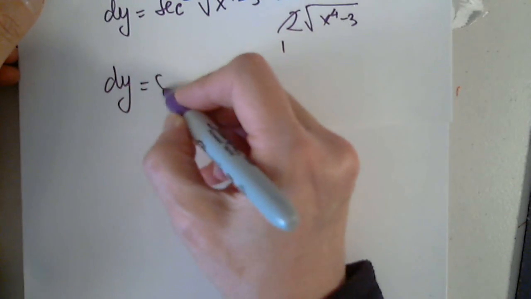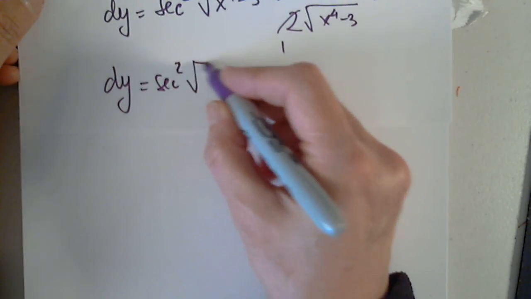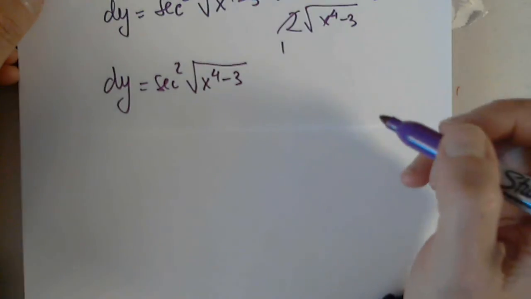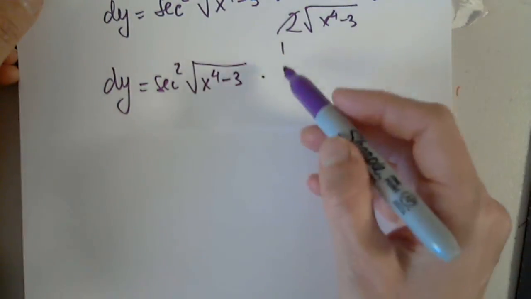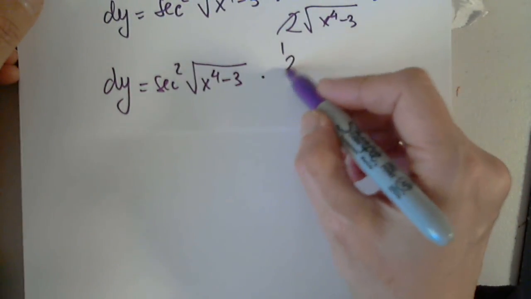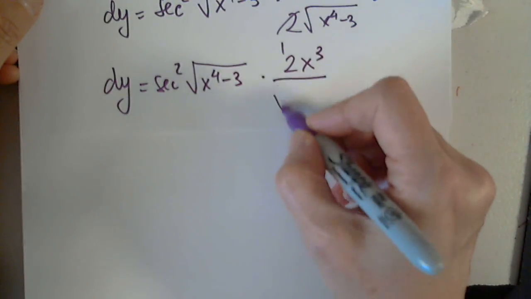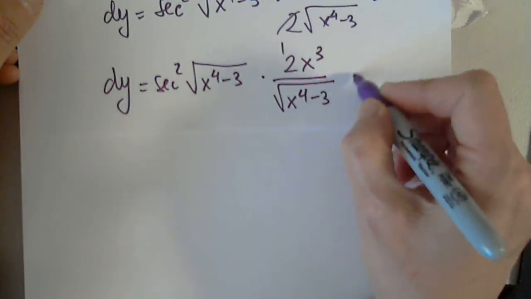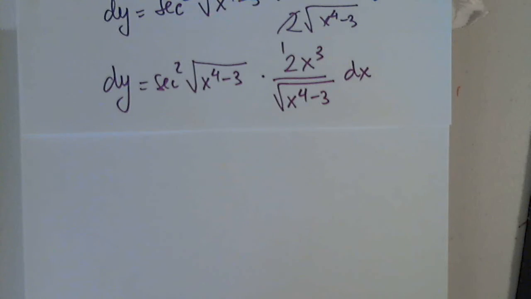So dy equals secant squared, the square root of x to the 4th minus 3, and then multiplied. I can even put it in front. It should have been in front. It's better. Over the square root of x to the 4th minus 3 dx.